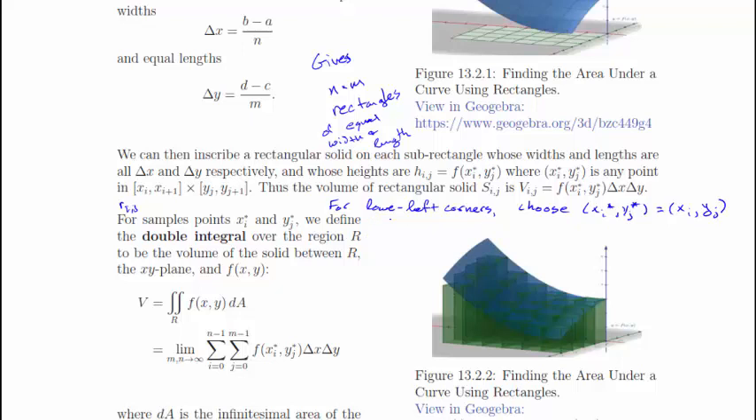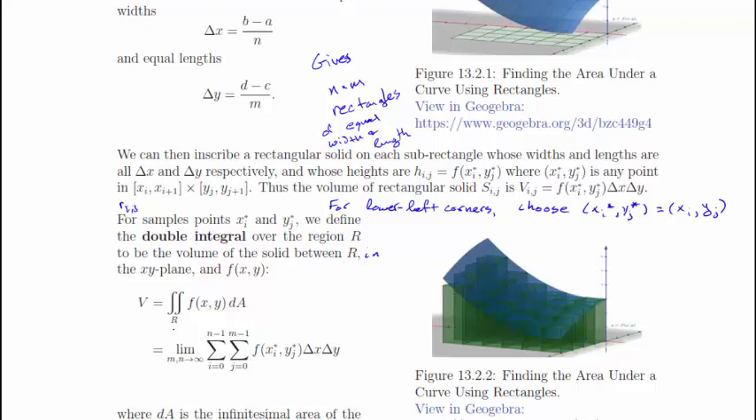If we wanted to do, say, lower right corners, we would choose (x sub i star, y sub j star) to equal (x sub i plus 1, y sub j). So we're still doing the lower, but we're now doing the right corners by having x go over to the i plus 1 position. So for sample points x sub i star and y sub j star, we define the double integral over the region R to be the volume of the solid between R in the xy plane and f of x, y.